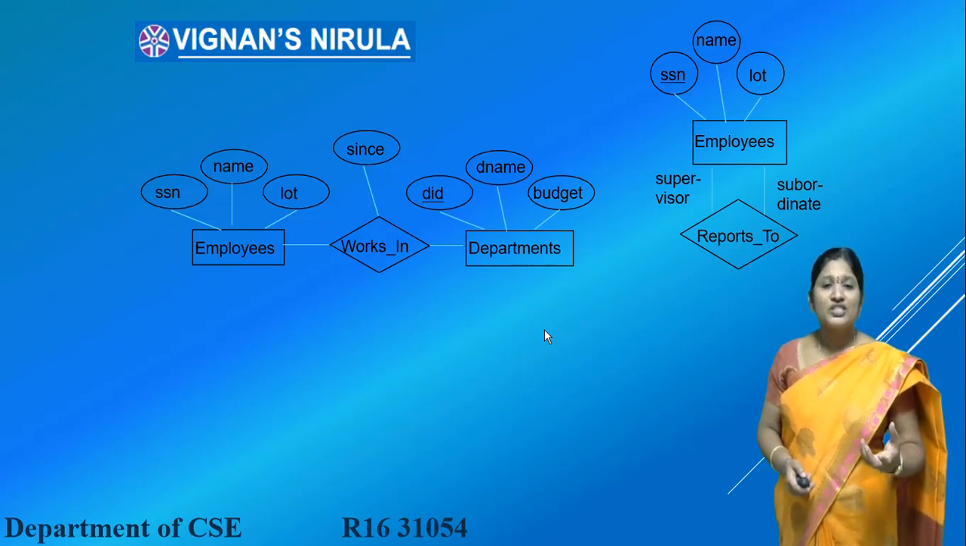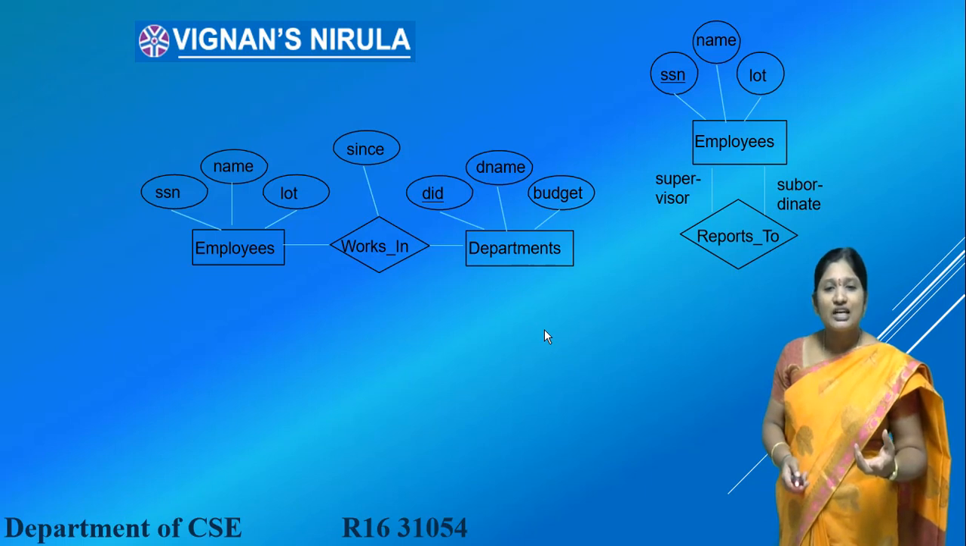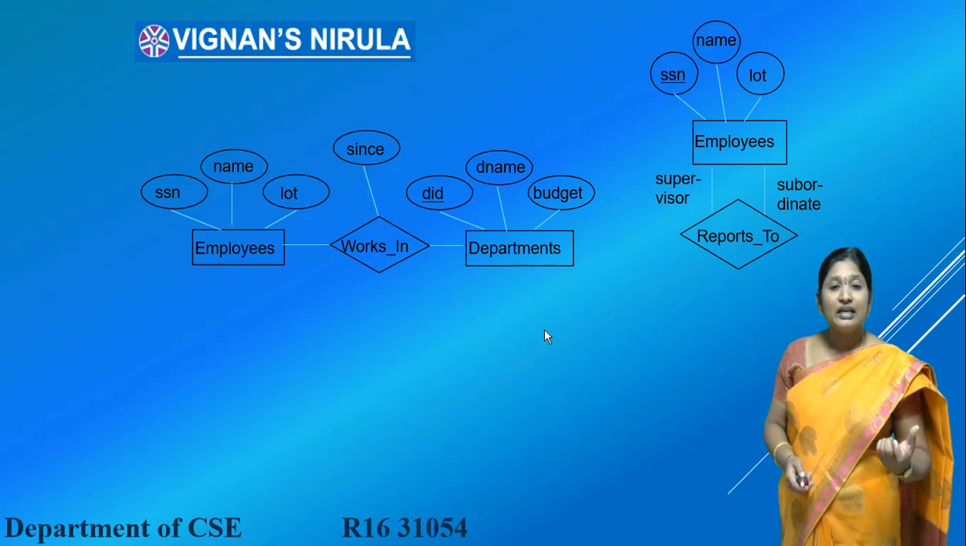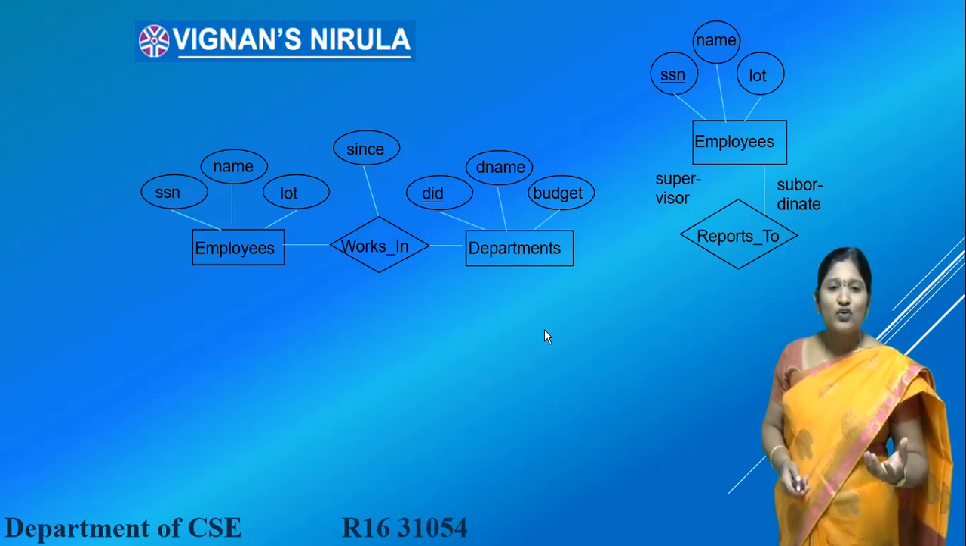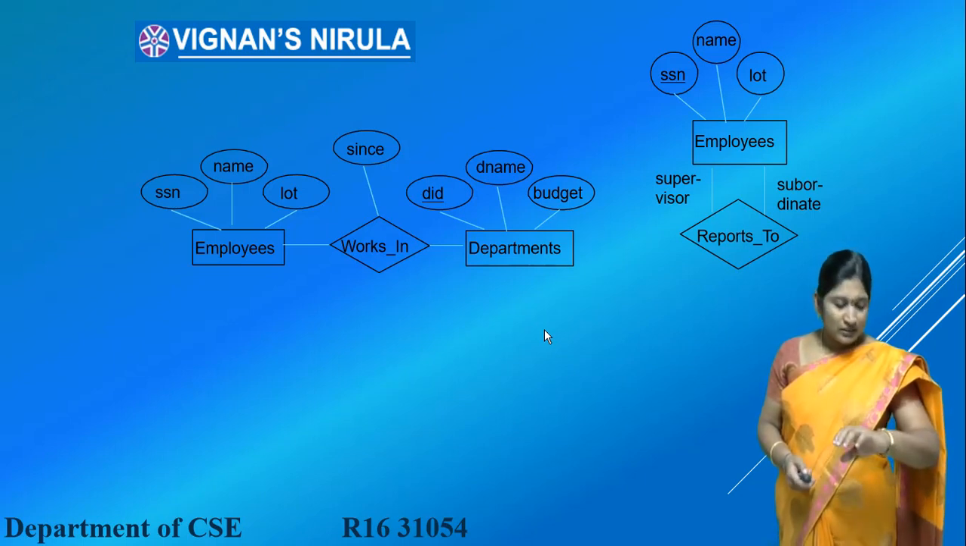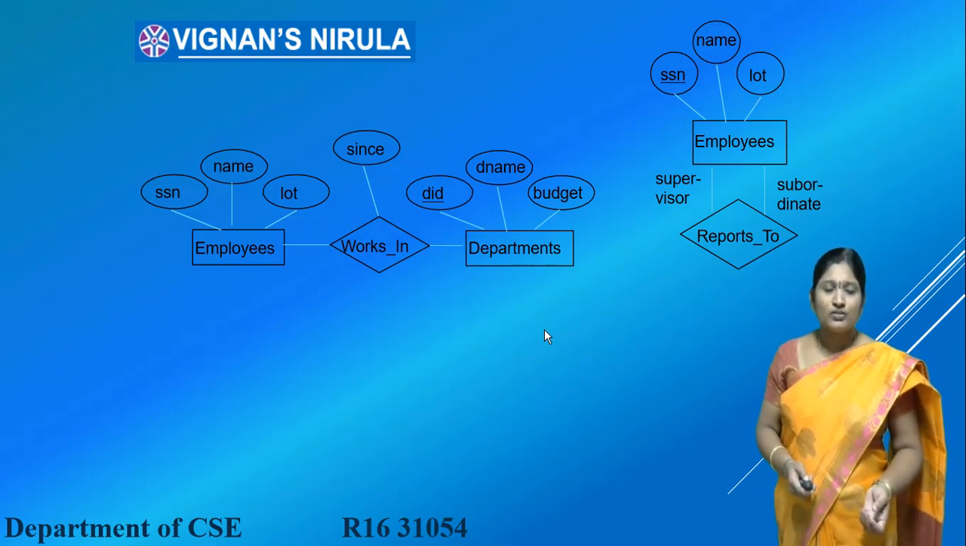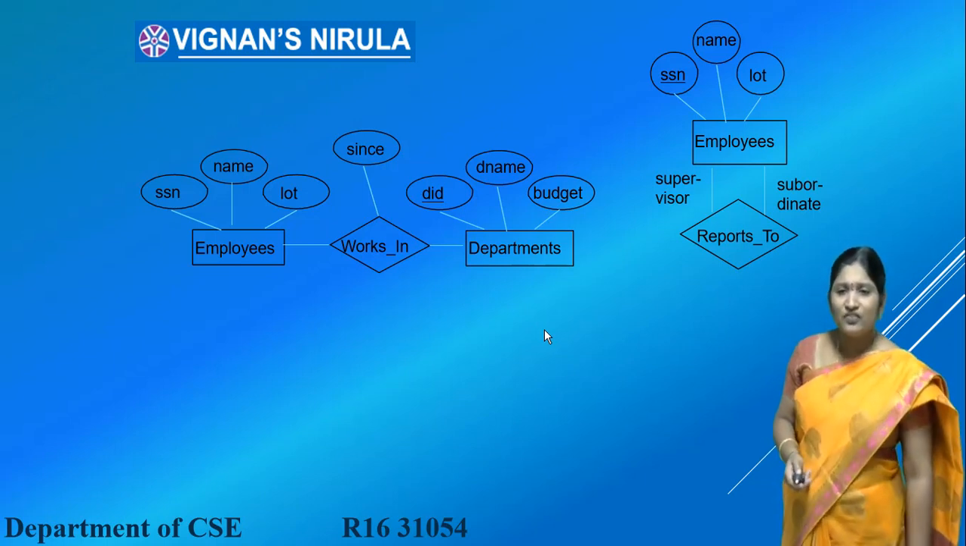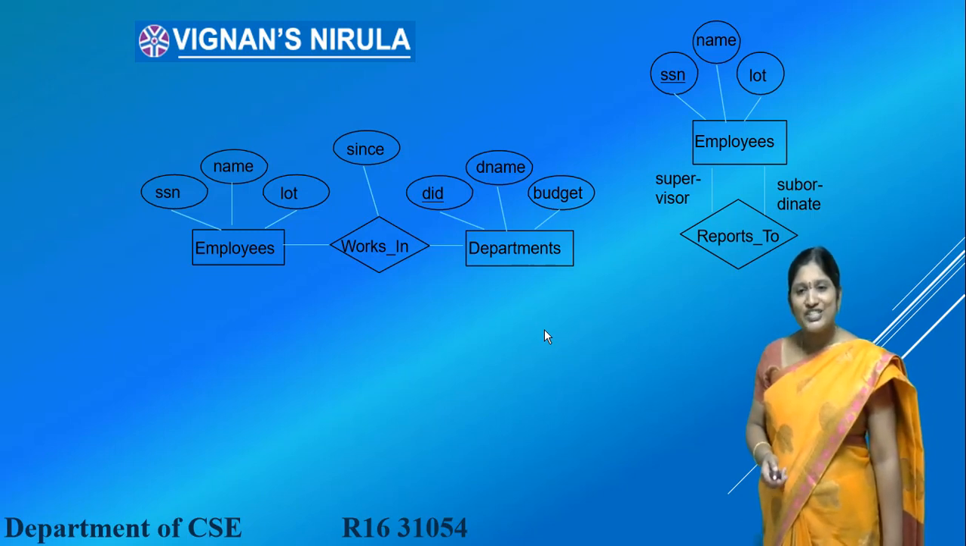So how are we going to represent relationships? Relationships are represented by means of the diamond symbol, connecting the entities that are participating in that relationship by means of lines to that relationship. Here employees and departments are the two entity sets participating in Works_In. So from the two entity sets, I have drawn lines towards Works_In. So this is about relationships. And for example, take another type of relationship.